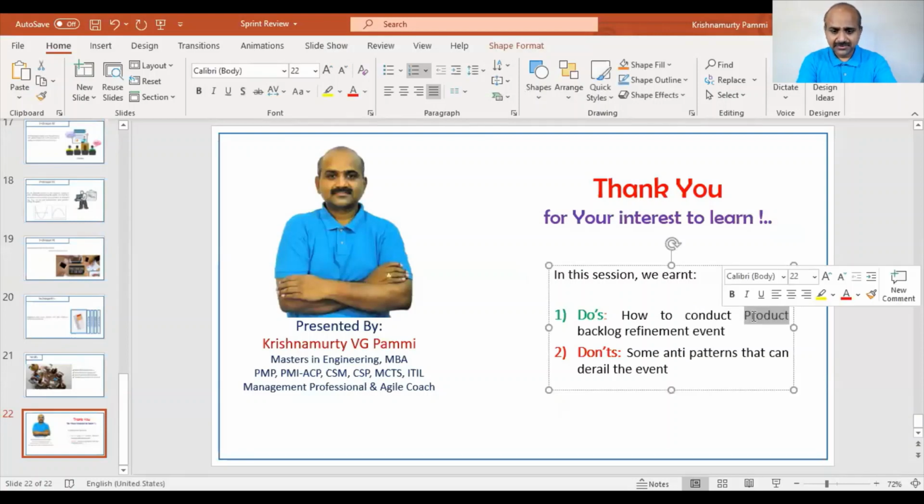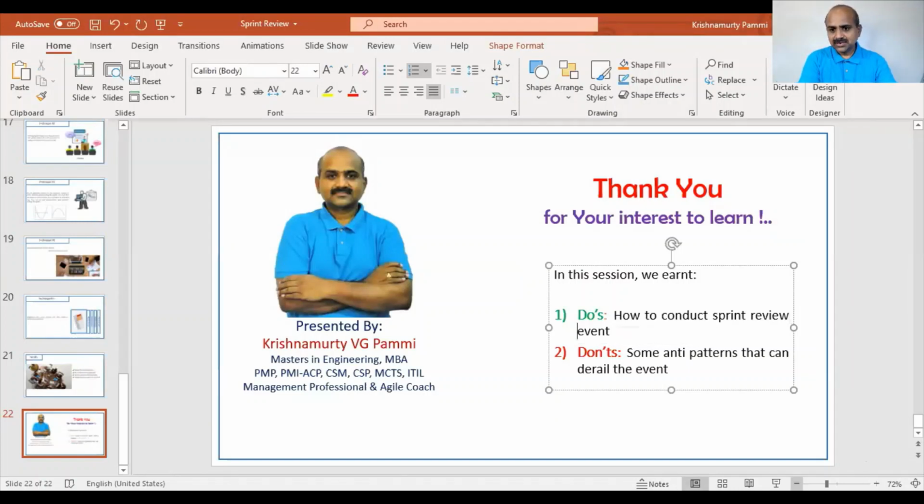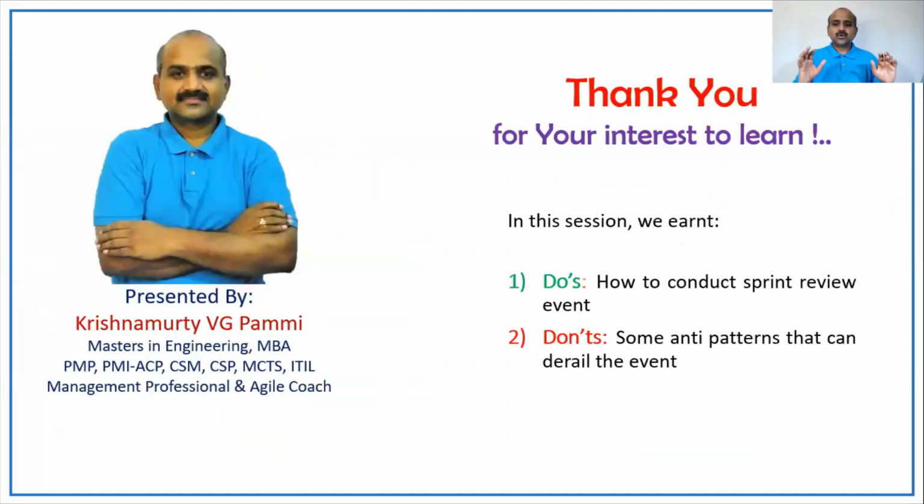So with this, my friends, what we have understood, okay, here also I'm just going to change, okay, sprint review. Here also, the 3 things we have understood: do's, how to conduct sprint review event. The sprint review event is going to be 1 hour per 1 week. If your sprint is going to be for 2 weeks duration, then 2 hours, right? And you need to have a mock-up session, a preparatory session before. And the product owner, team, as well as other stakeholders invited by the product owner can present.